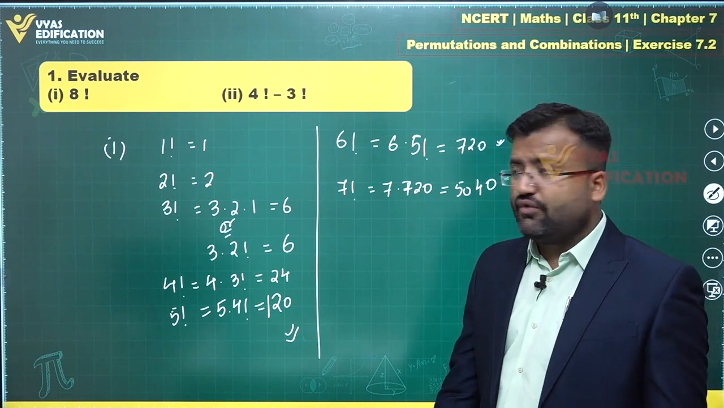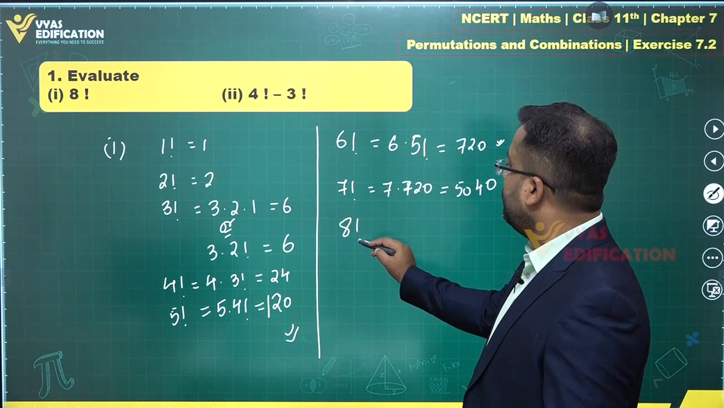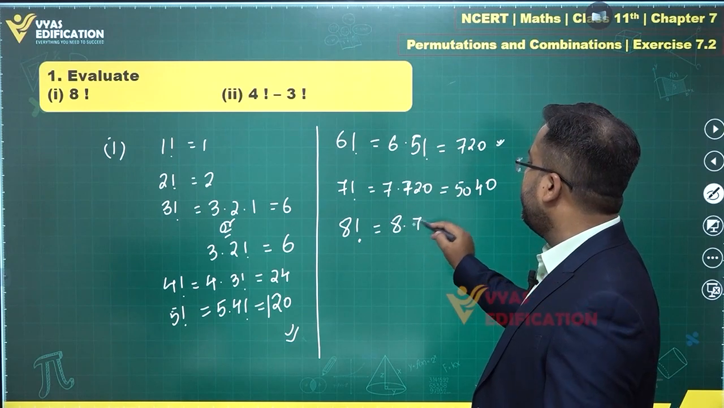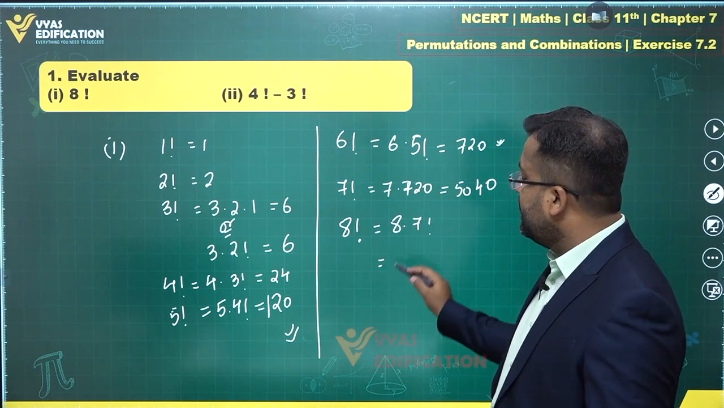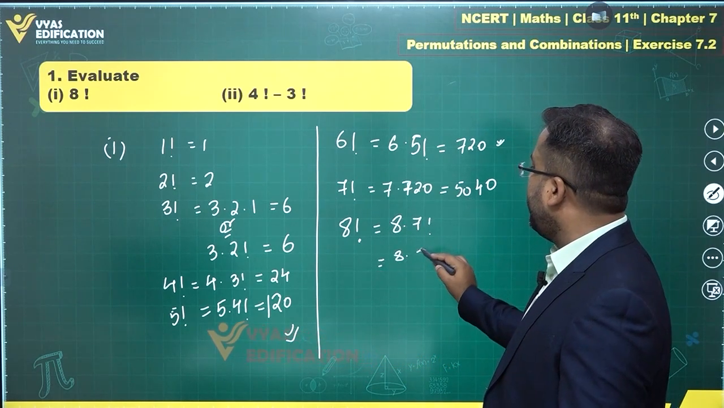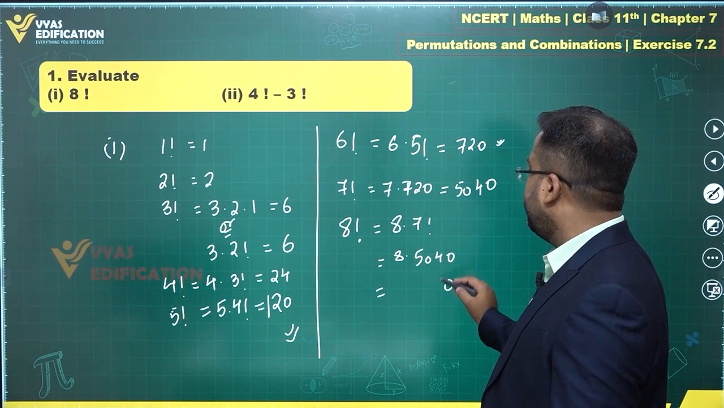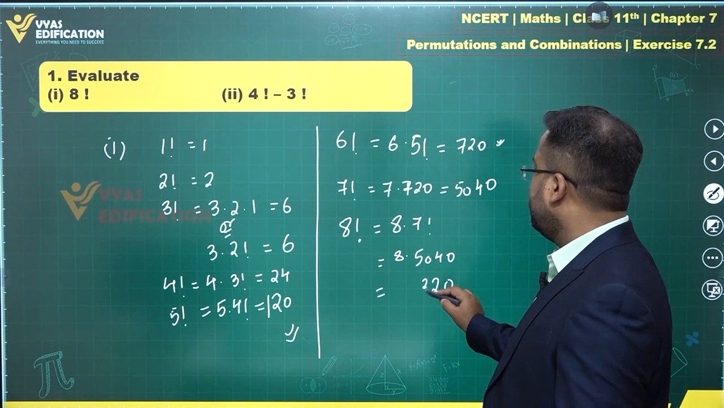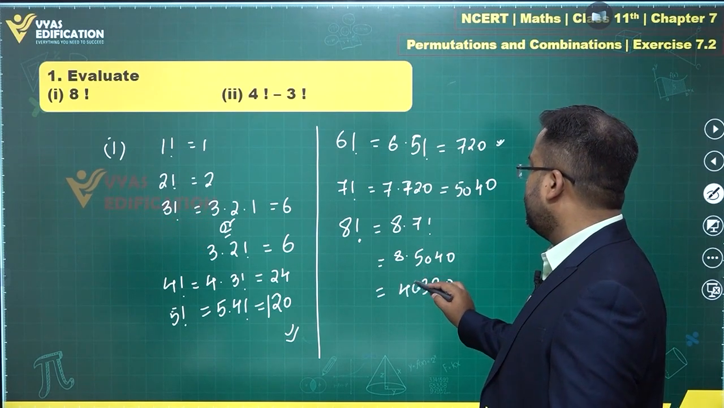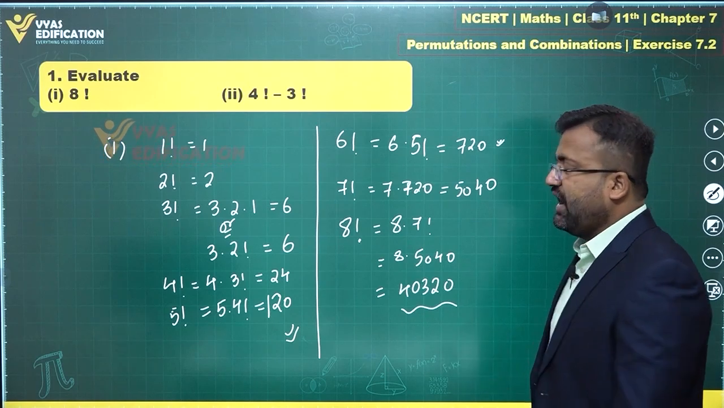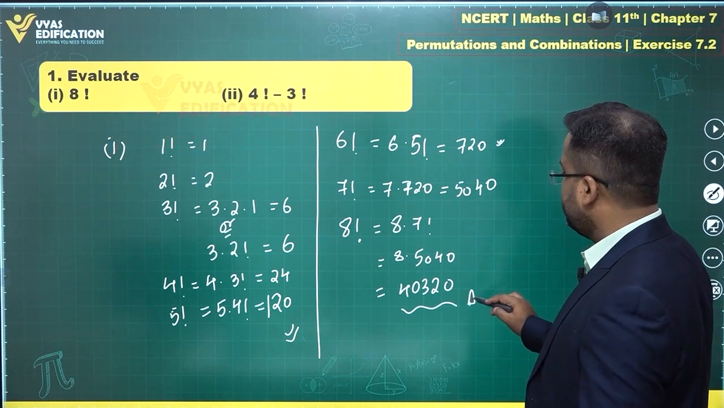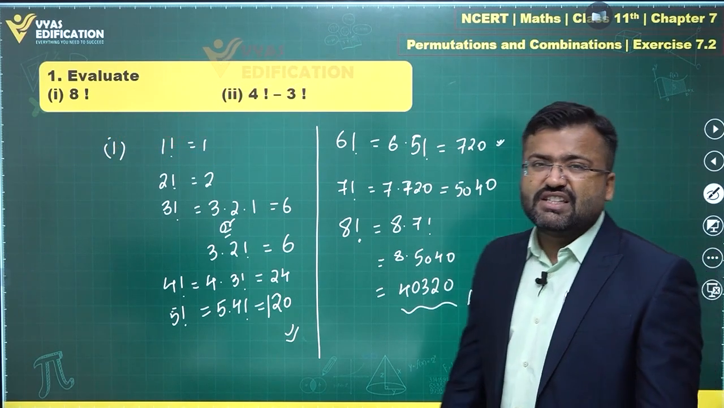7 factorial is 5040. Then you have 8 factorial. 8 factorial will be 8 times 7 factorial, and this is what is required. This is 8 times 5040, and what's the value? This is 0, 8, 4, 32, 2 and 3 carry, 8 times 5 is 40, 40320 is the value of 8 factorial, and that's my answer for the first part. What about the second part? Second part is pretty simple.